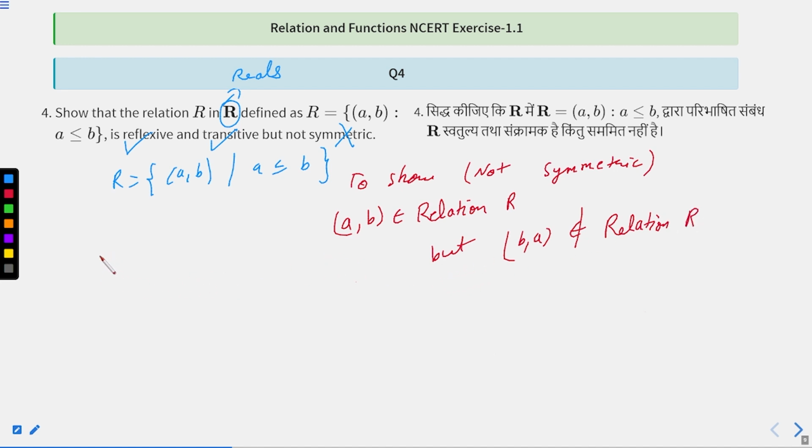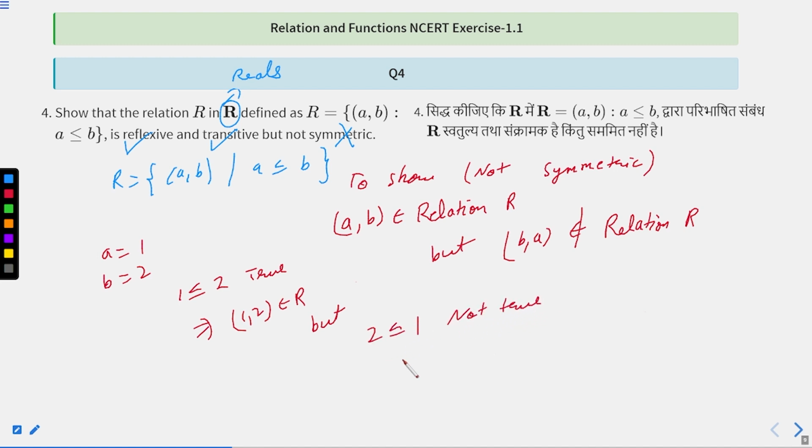So if you take A as 1 and B as 2, as you can easily see, 1 is less than or equal to 2. Yes, it is true. So this means 1 comma 2 belongs to R. But if you write it the other way, is it true? Not true. This means 2 comma 1 does not belong to the relation R. So it is not symmetric. I hope this is very clear to you.